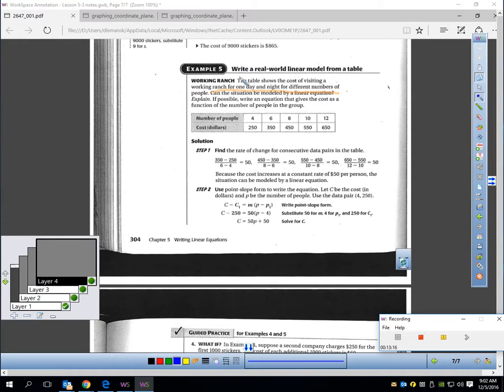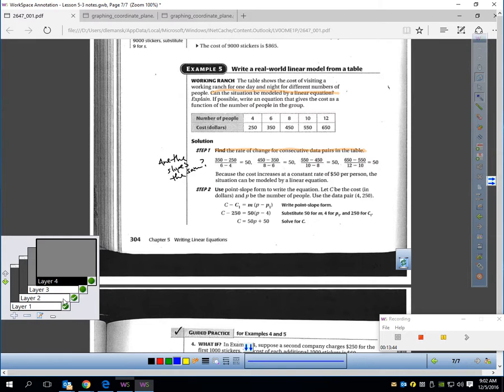Okay? Write a real-world linear model from a table. Linear model means equations. Let's look at this. The table shows the cost of visiting a working ranch for 1 day and night for a different number of people. Can the situation be modeled by a linear equation? I got to answer that first. Well, here's how you can tell. We've already practiced this before. We have to see if the slopes are the same.